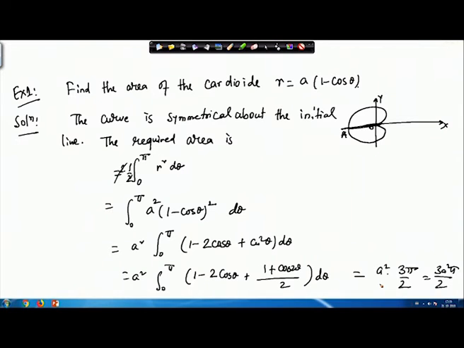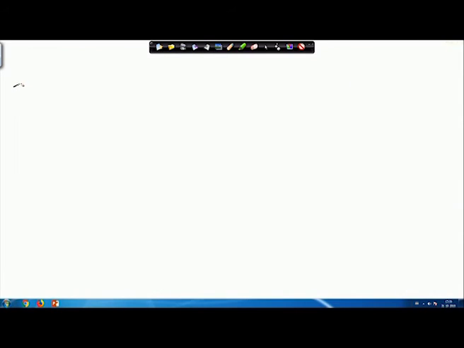We can consider another example. So, let us see. Find the area of the curve r square equals a square cos 2 theta.